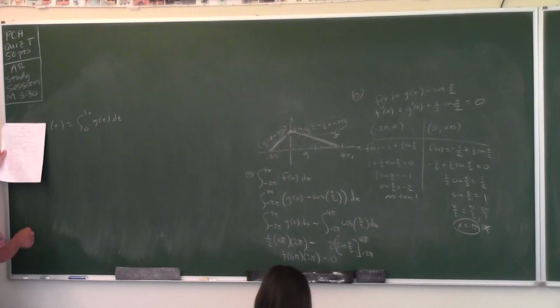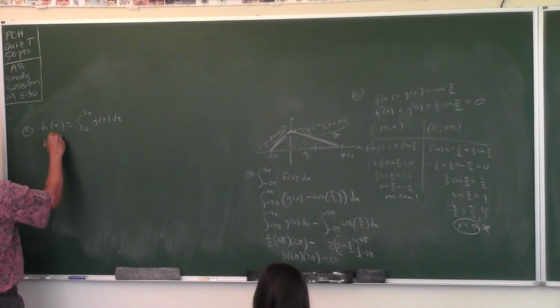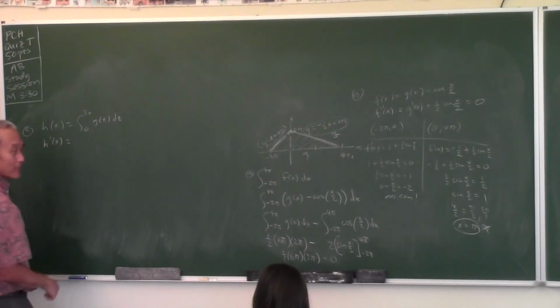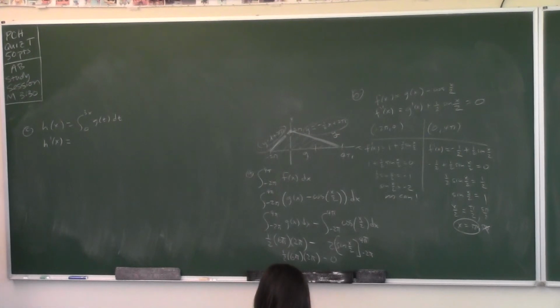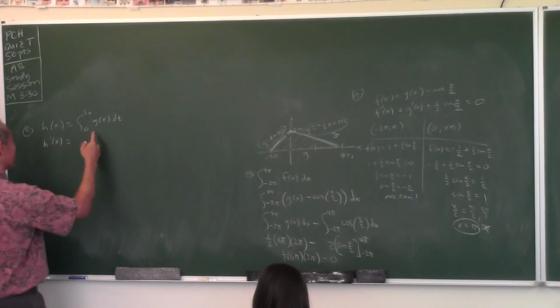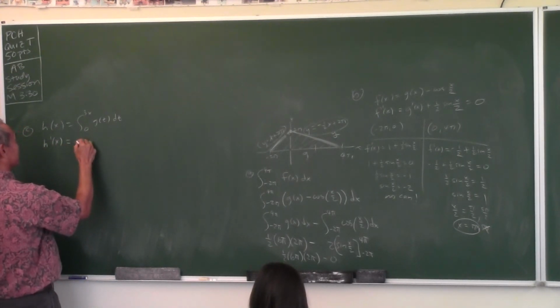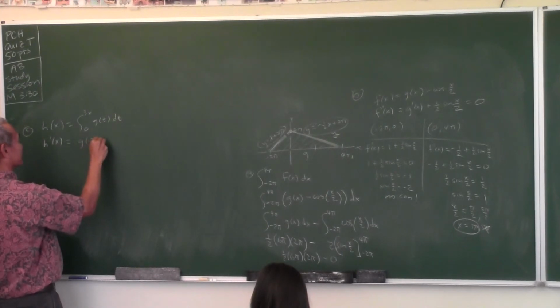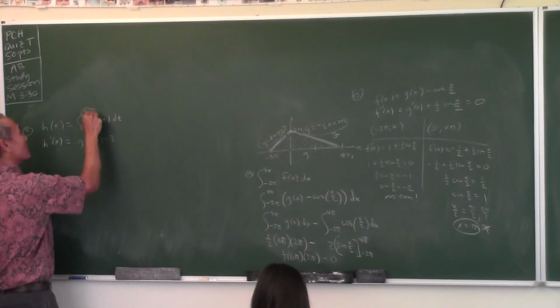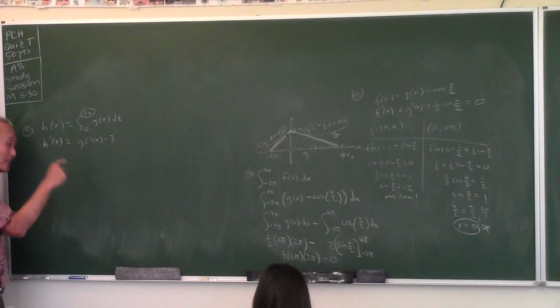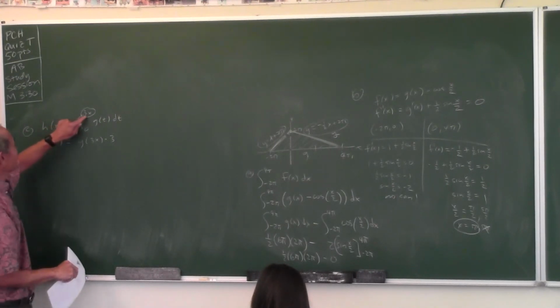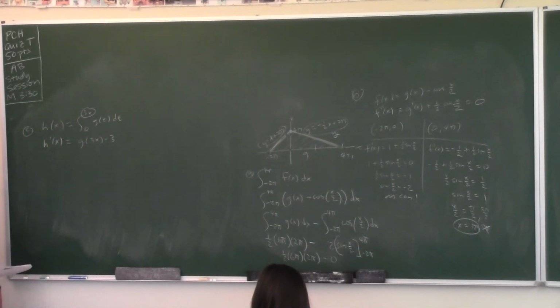Compute h prime of negative pi over 3. Okay, so first we gotta compute h prime of x. Okay, how do I take the derivative of this thing? Whose turn is it? How do I take the derivative of this? G of 3x times 3. Yeah! Don't forget to multiply by the derivative of that. That's the key now. If you do not multiply by the derivative of that, you get 0 on this problem. You need that 3 there.